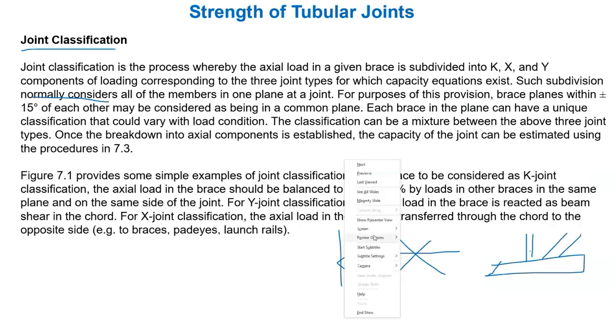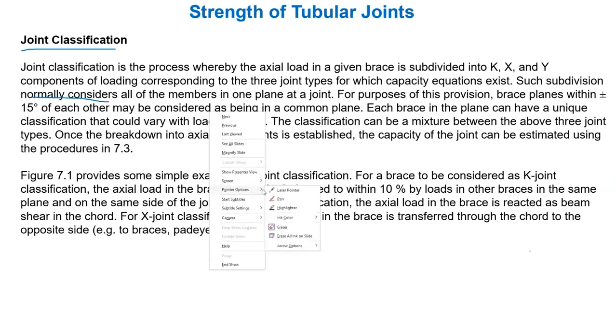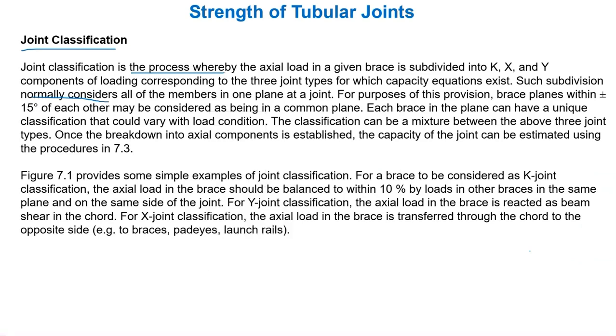All these joint classifications are there. So how do we classify the joints? And that guideline is there. That guideline only now we are going to talk about it. Joint classification is a process whereby axial load is given and the brace is subdivided into K, Y, X components of the loading corresponding to the 3 joint types for which the capacity equations exist.